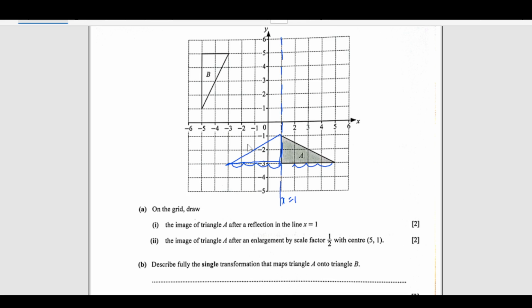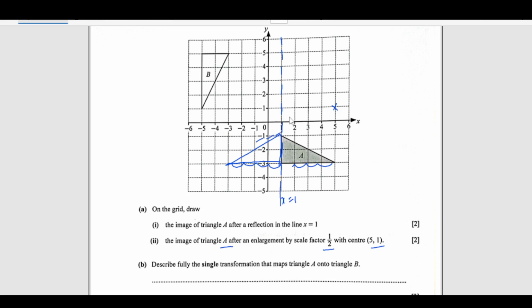this, right? Now part 2, the image of triangle A after enlargement by a scale factor of half with center 5 and 1. With center 5 and 1. 5 and 1 is here, right? So you need to draw a line. It will be hard for me to draw here, guys, but still I will try. So join the vertices, right?